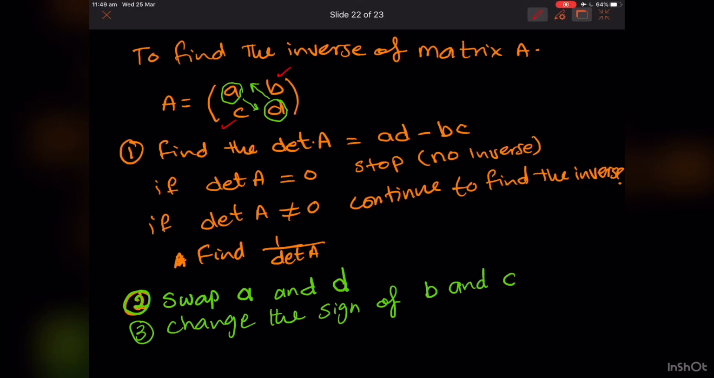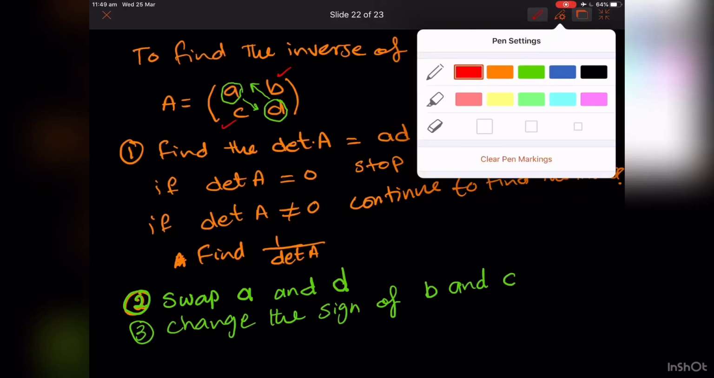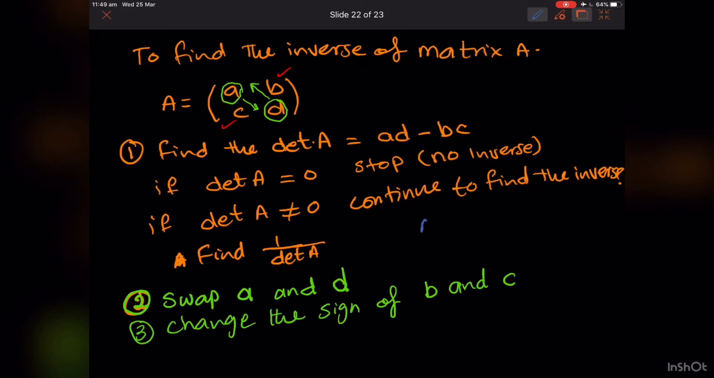And at the end, we should get A inverse equals 1 over the determinant A multiplied by, as we said, D, minus B here, minus C, and this is A. So D, minus B, minus C, A. Yes, and that's it.